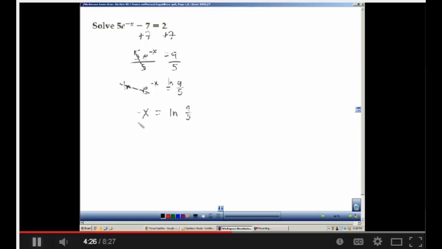Last thing I'm going to do is just divide both sides by negative 1, giving me x equals the negative natural log of 9/5. So I plug that into my calculator and get a decimal approximation. x equals the negative 0.5878.